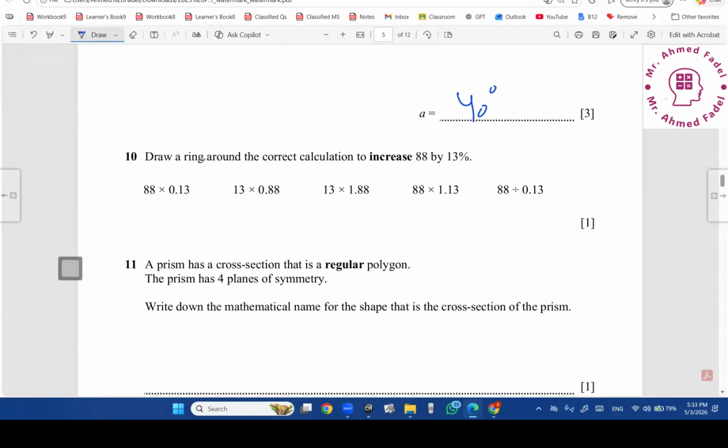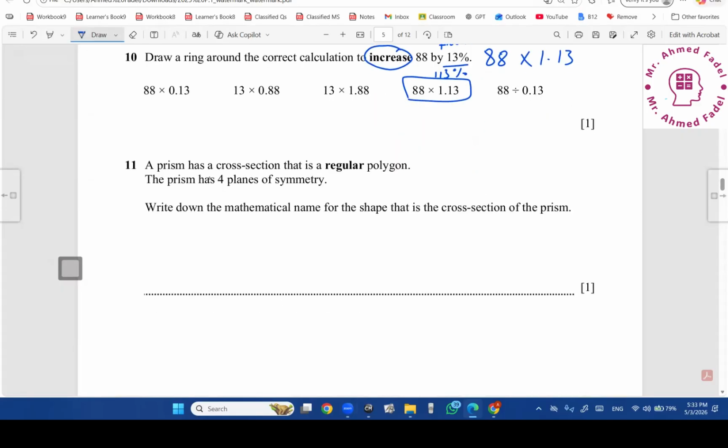Draw a ring around the correct calculation to increase 88 by 13%. This requires the multiplier. They told you increase and they put it over there in bold. And it is 88 times the multiplier. It is 13% plus 100%, which is 113%, right? But as a decimal, it is 1.13, which is this one.